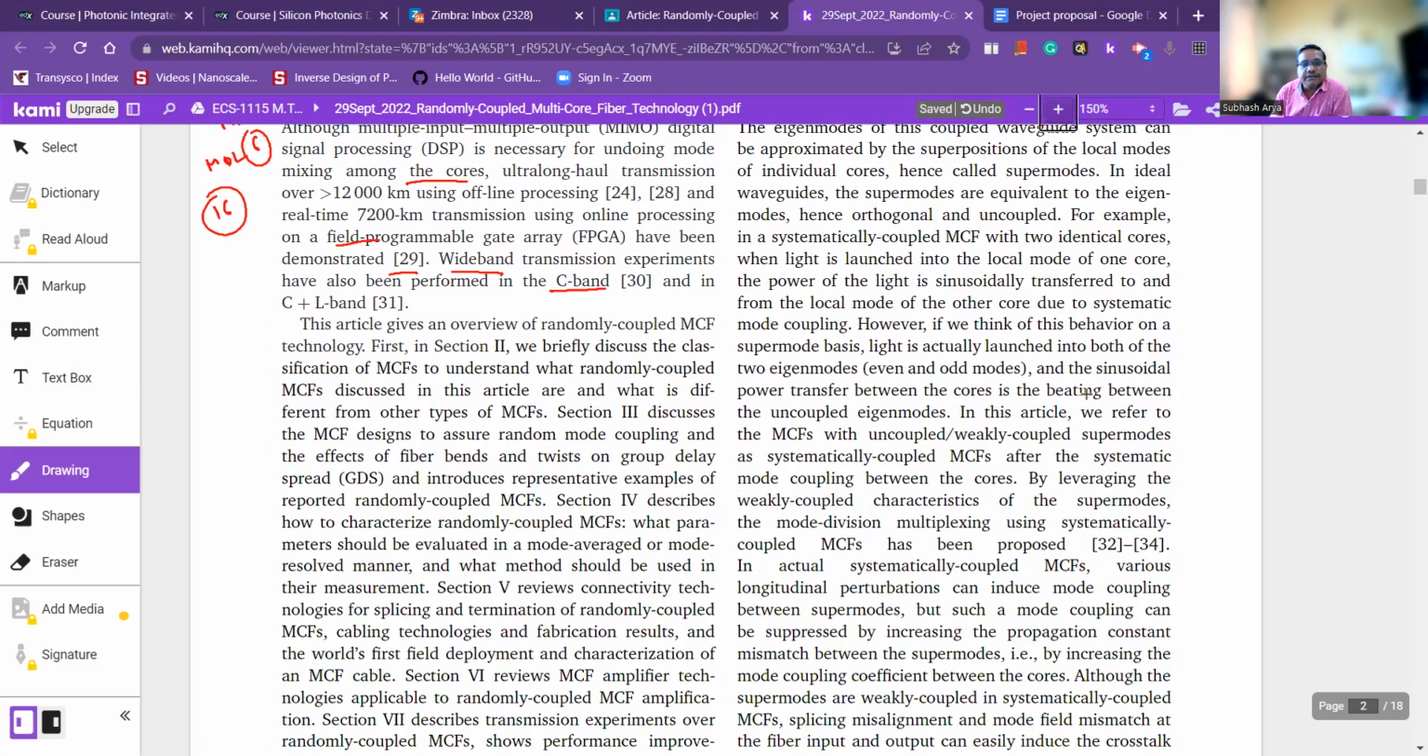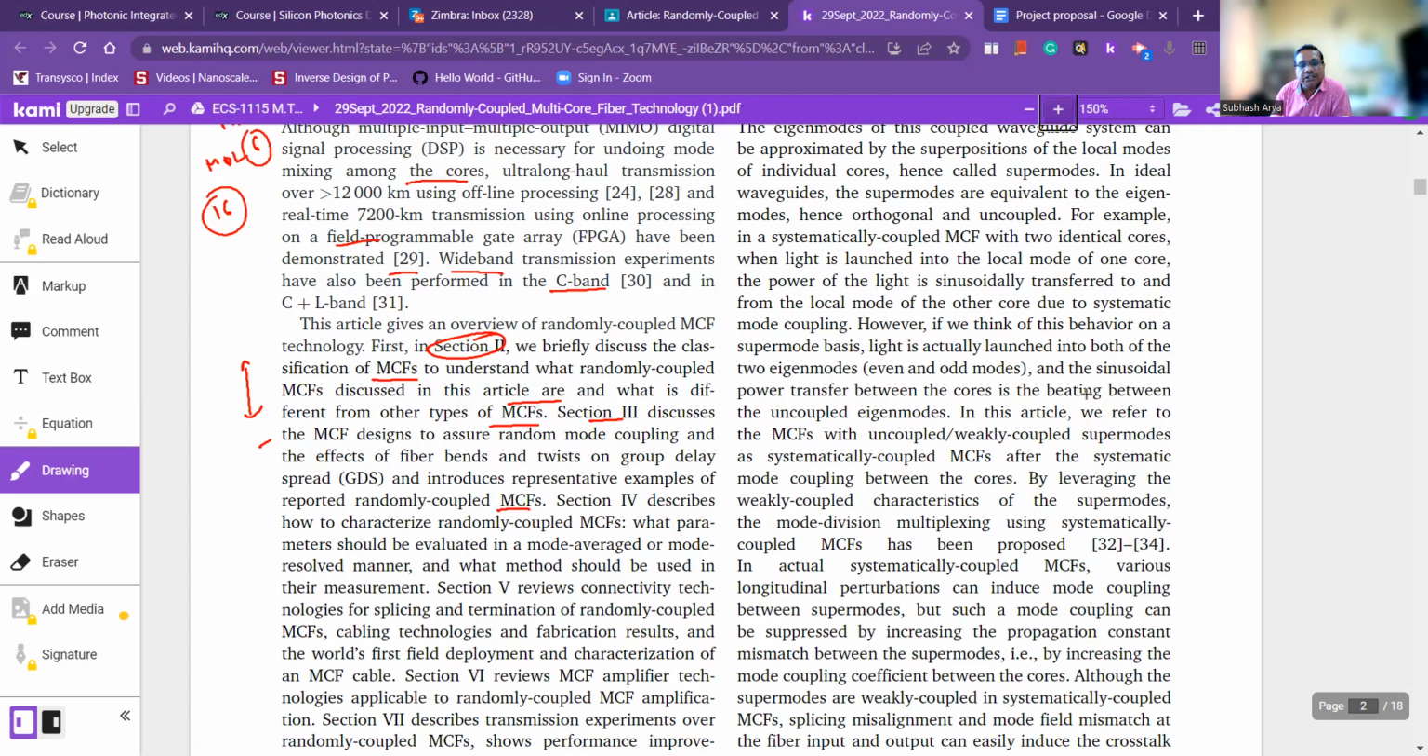Now, this article gives an overview of randomly coupled multi-core fiber technology. First, in section 2, we briefly discuss the classification of multi-core fibers to understand what the randomly coupled multi-core fibers discussed in this article are and what is different from other types of multi-core fiber. So definition, classification and differences are given in section 2. Section 3 discusses the multi-core fiber designs to assure random mode coupling and the effect of fiber bends and twists on group delay spread, and introduces representative examples of reported randomly coupled fibers.